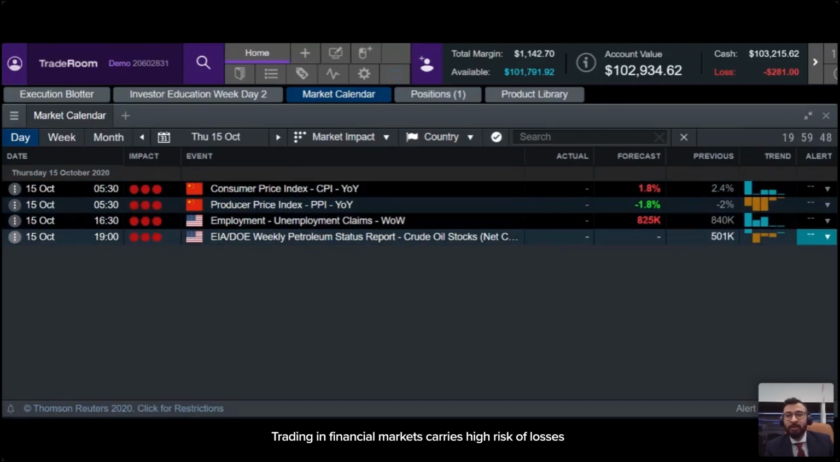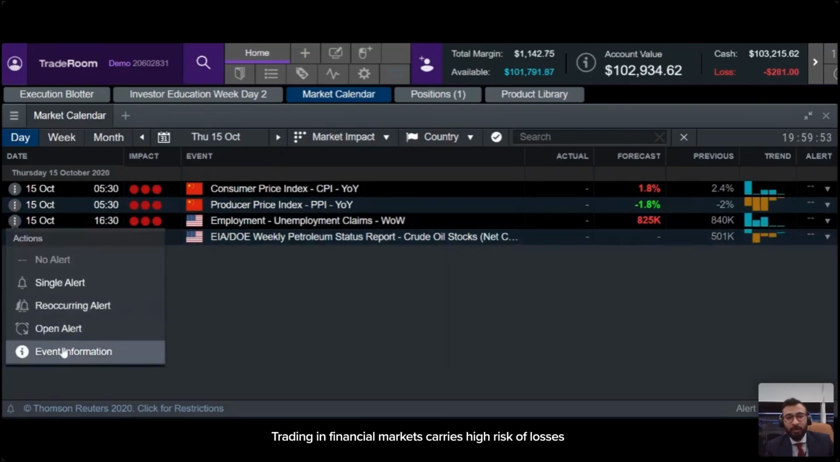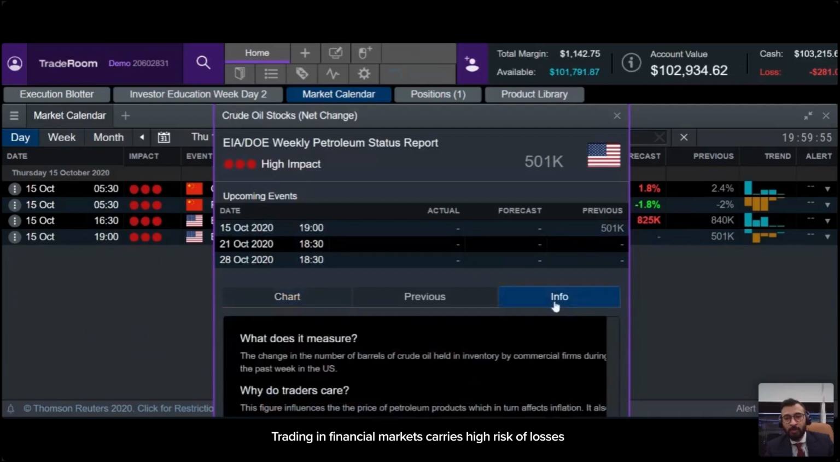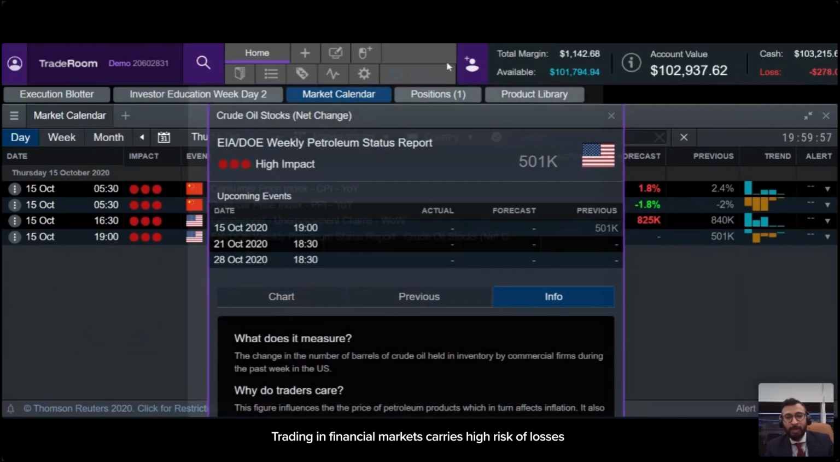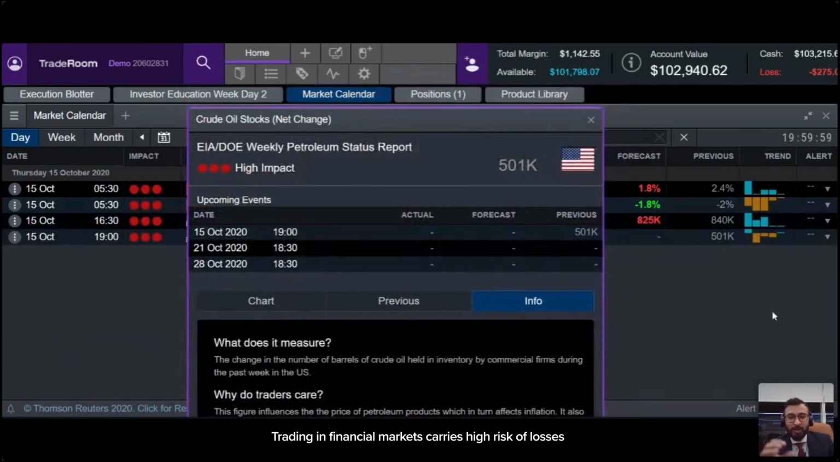Oil inventories decides the course for US oil prices. So if you click on event information, you will see what does it measure. So it measures the number of barrels of oil held in inventory by commercial firms during the past week in US. So why do traders care about it? Because it affects the prices of the petroleum and the inflation.